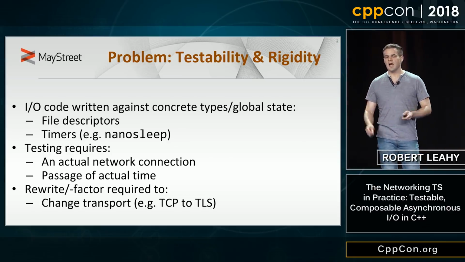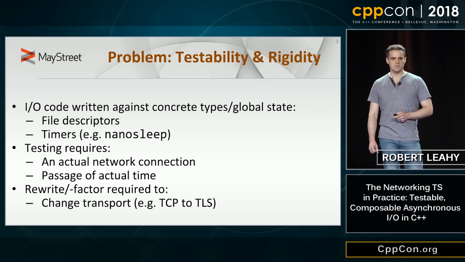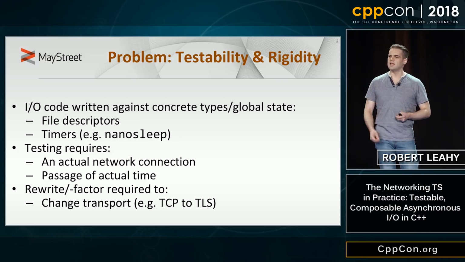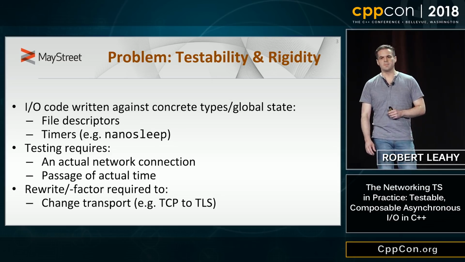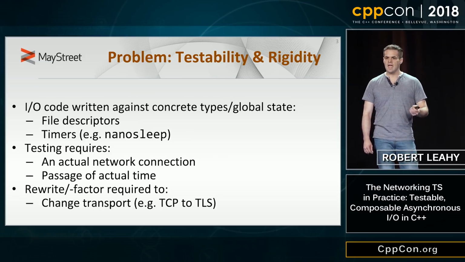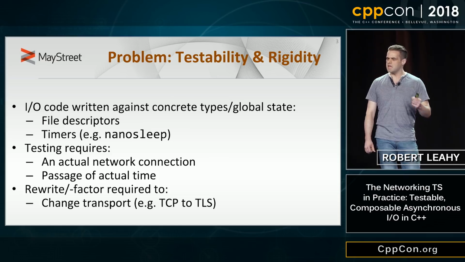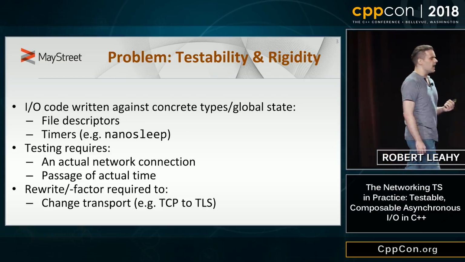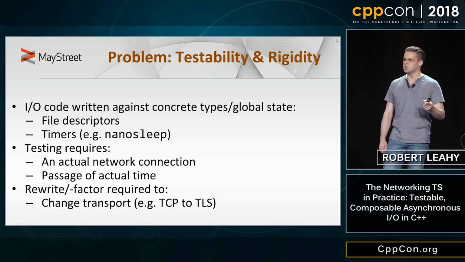Most of the I/O code that I see, at least, is very rigid and not very testable. It's littered with direct references to types and calls out to global state and functionality. File descriptors, sockets, and calls to things like nanosleep abound. How do you test code like this? You need an actual network connection, and perhaps most perniciously, you need to actually wait for the passage of wall clock time. I don't know about you, but I'm not very highly motivated to run a unit test suite which includes multiple 5-second sleeps on every compile cycle. And if you're not prone to run a unit test suite, what good is it actually?